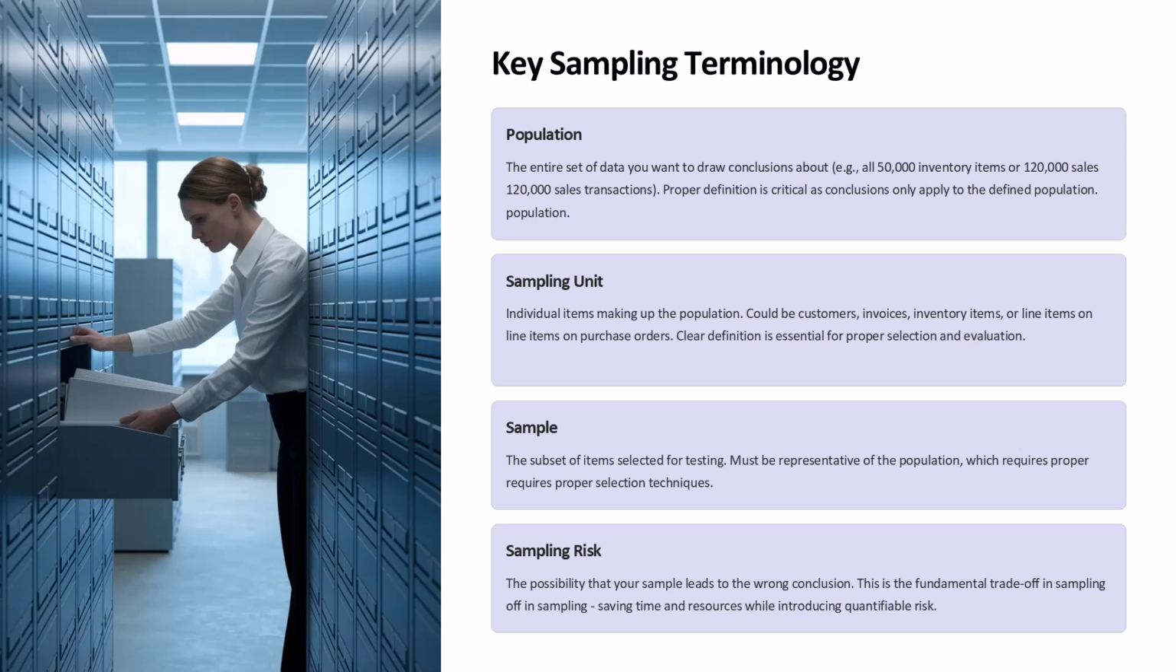Sampling risk is the possibility your sample leads you to the wrong conclusion. Since you're not examining everything, there's always a risk that your sample isn't representative of the entire population. This is the fundamental trade-off in sampling. We save time and resources, but we introduce risk that must be quantified and managed.